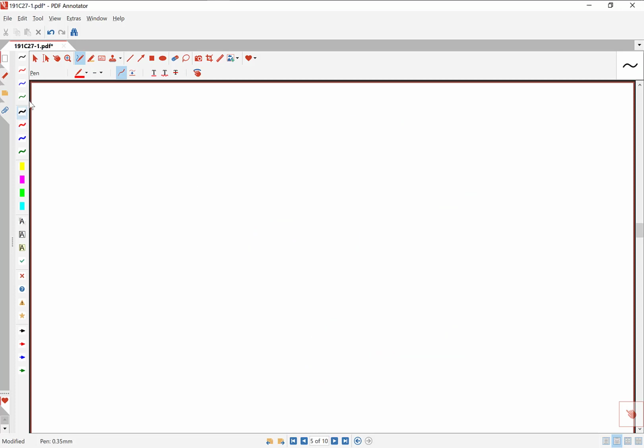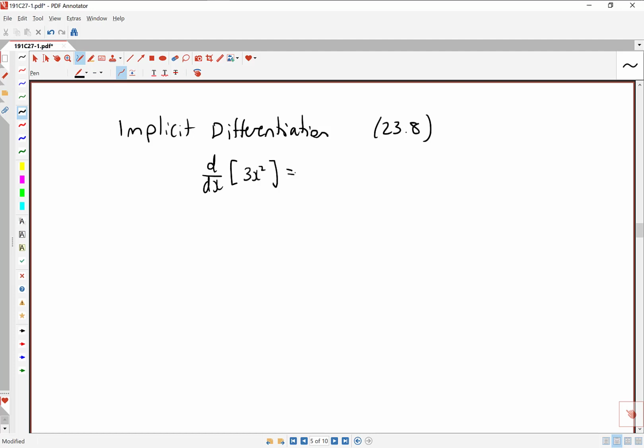So the very last thing we're going to do is we're going to practice some implicit differentiation, but now doing that with trig functions. So if you want to flash back to section 23.8 where we first talked about implicit differentiation, but I'll remind you of the key idea that we're going to need here. So if you take a derivative with respect to x of something like 3x squared, you'd say, okay, we're just taking our usual derivative and we get 6x.